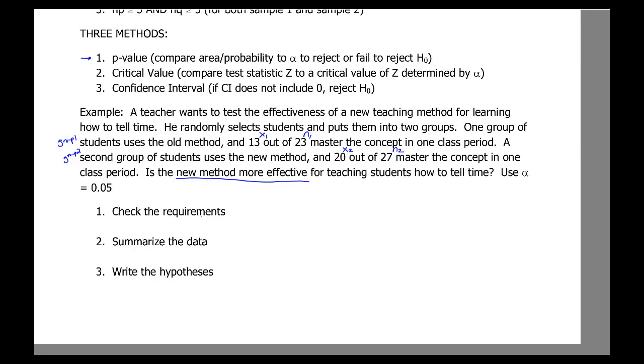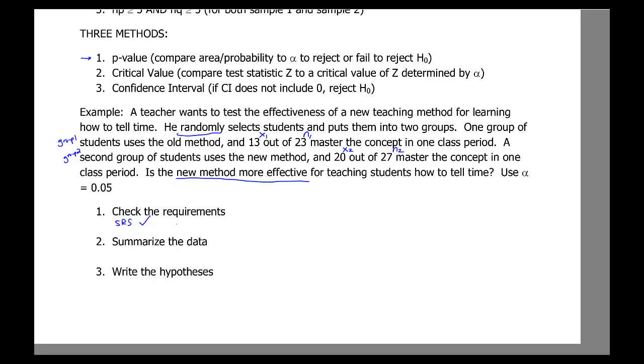Okay, so checking the requirements. Requirement 1 is simple random samples. It says random in the problem, so that's a good sign. Since there's students that are probably in his class and he's assigning them to two different techniques, it's maybe not a simple random sample, but it's not going to affect the results. Okay, so at least it's random and we can count that.